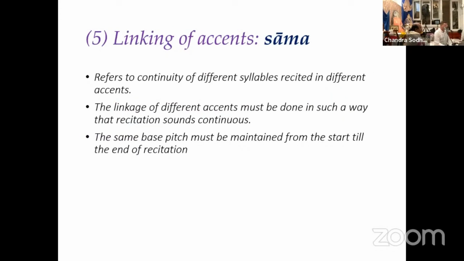And now the fifth rule is linking of accents, or sama. It refers to continuity of different syllables recited in different accents. The linkage must be done in such a way that the recitation sounds continuous, so we need to have this continuity in the chanting. What we often fail at is preserving the pitch which we start from the beginning. Usually we tend to go down, right? So this is a challenge.